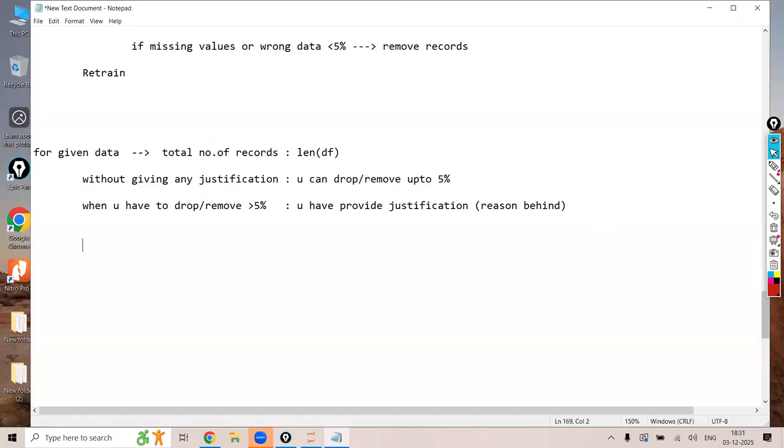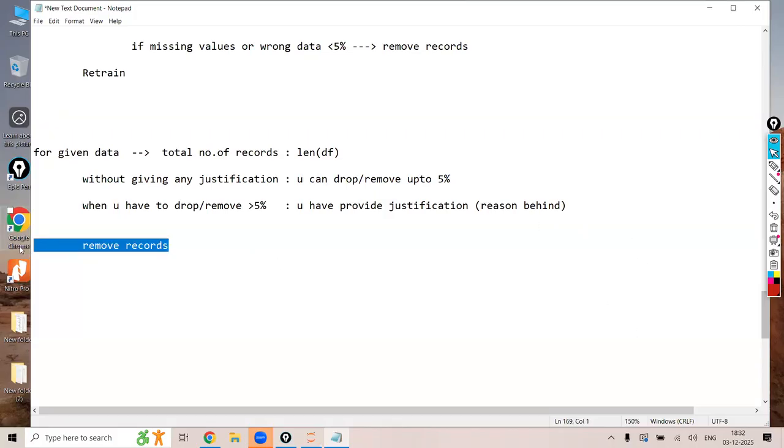One student will be there. He will say that I'm removing the records. He will remove some records. I will ask the question, why? I'm not interested. He will simply say that I'm not interested. Keep your interest wherever you want. Here, not interested is not the answer. Statistically, you have to prove.